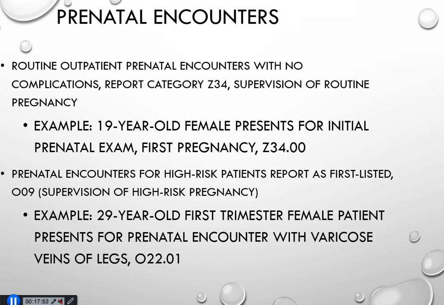Z34.00. For prenatal outpatient visits on high-risk patients, a code from category O09. This is for a supervision of a high-risk pregnancy. We're going to list that as our first listed diagnosis. Secondary Chapter 15 codes may be used in conjunction with these codes if that's appropriate.